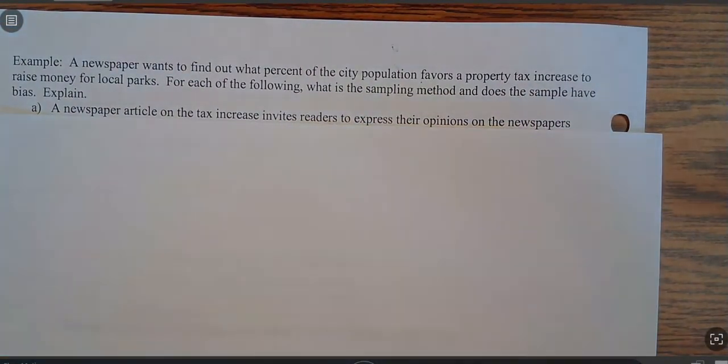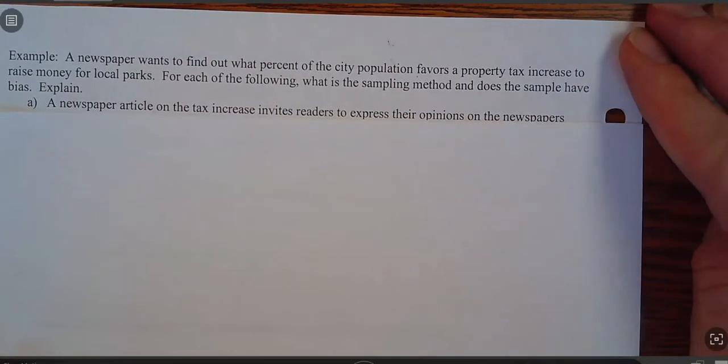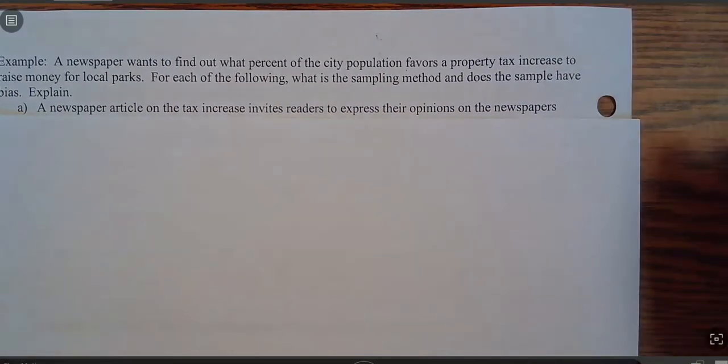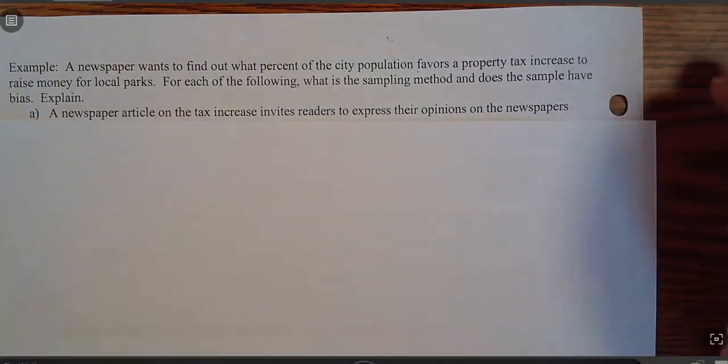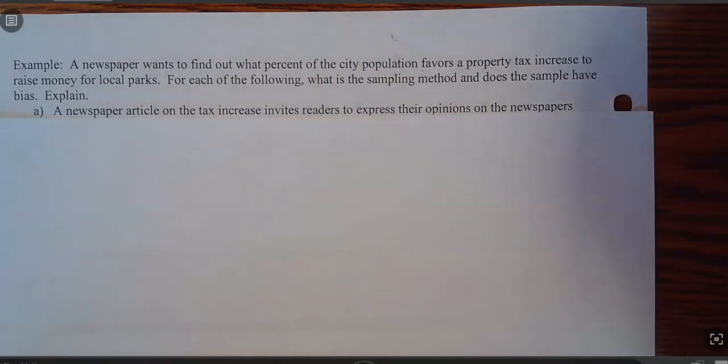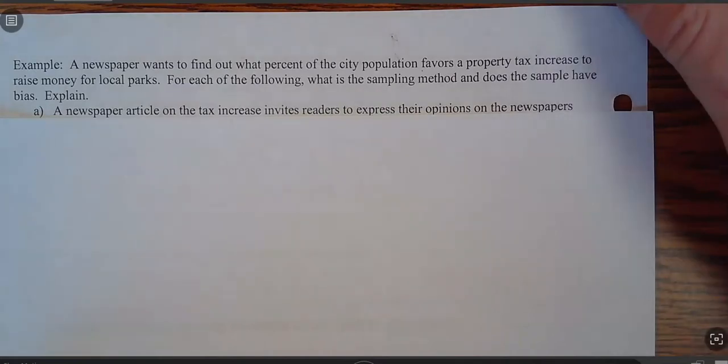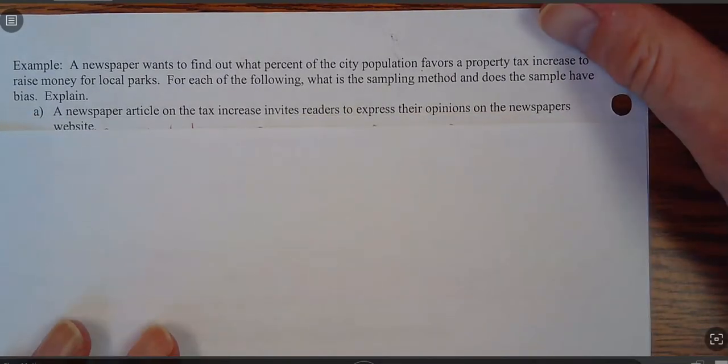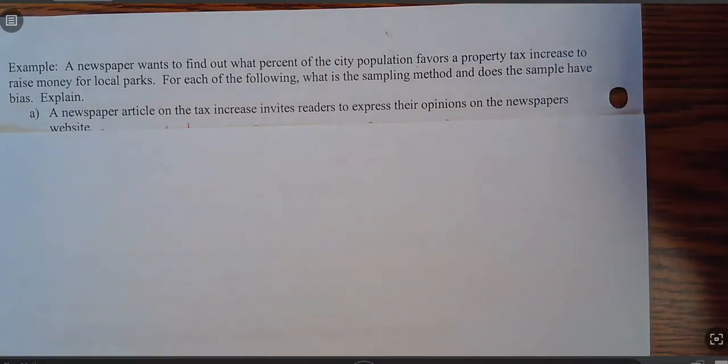So a newspaper wants to find out what percent of the city's population favors a property tax increase to raise money for local parks. For each of the following, what is the sampling method, which one of those four, and does the sample have bias? Explain. So a newspaper article on the tax increase invites readers to express their opinion on the newspaper website. So you just log on and tell us what you think.